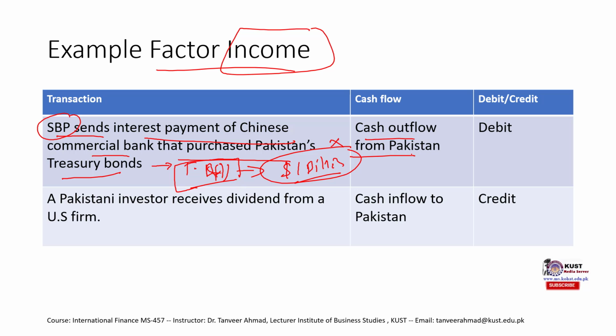So this would be a cash outflow, because SBP would be paying the cash, and that would be a debit. Similarly, a Pakistani investor receives a dividend from a US firm. This is a cash inflow to Pakistan, and it would be a credit.